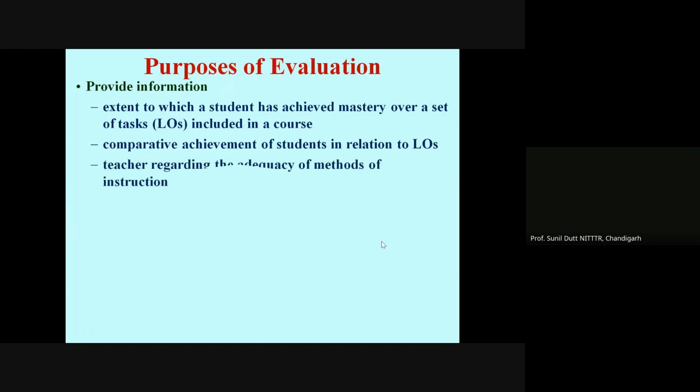Then it gives information to the teacher on to what extent his method of teaching was effective or adequate. Okay, because at the end of the class, you are giving some questions to the students, and the answers to the questions give an idea to the teacher whether his message or content has been well understood by the students or not.